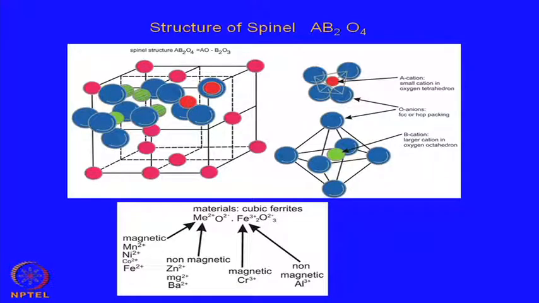Oh, I forgot to mention that perovskite is the mineralogical name of calcium titanate. That is the reason calcium titanate has a structure type known as perovskite, whereas for magnesium aluminate the mineralogical name is spinel, and that is the reason this particular crystal structure is called spinel structure. There may be many compounds having this particular structure.